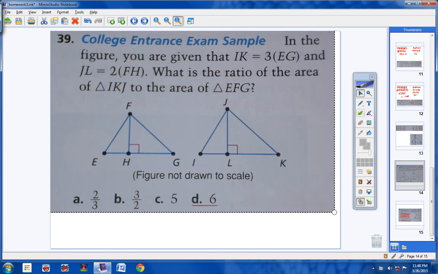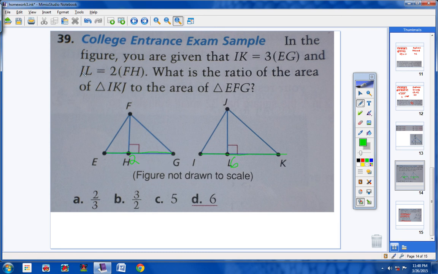So here we go. It says here, students, IK is 3EG. So IK is bigger because you have to take 3 times EG to give you IK. So let's just say that EG is 2. I'm just going to make a number up, okay? That would mean that IK is 6. Got it? Because 3 times EG gives you IK.